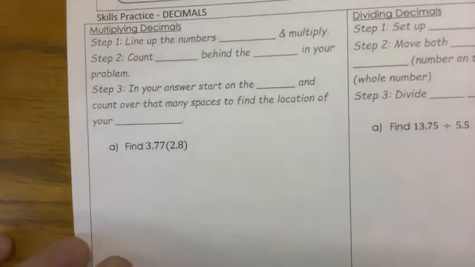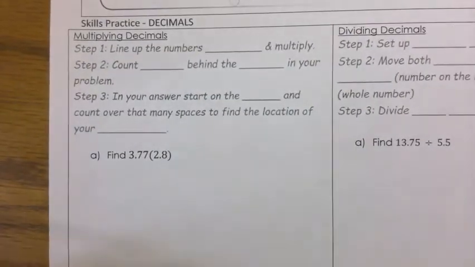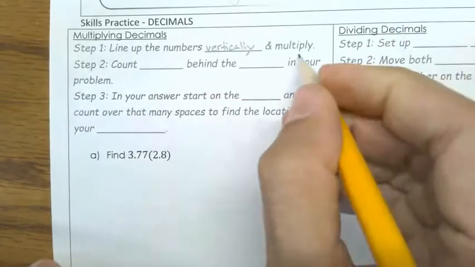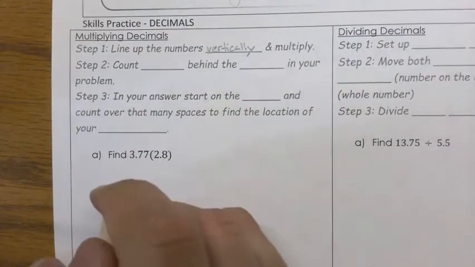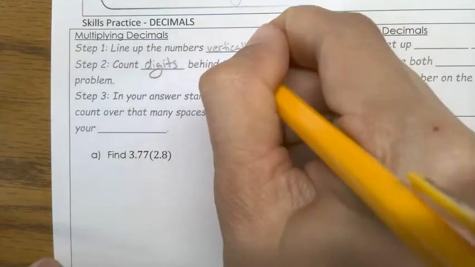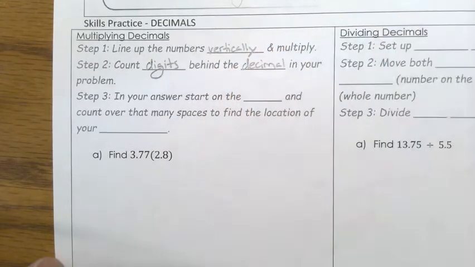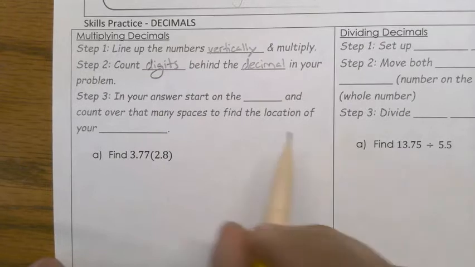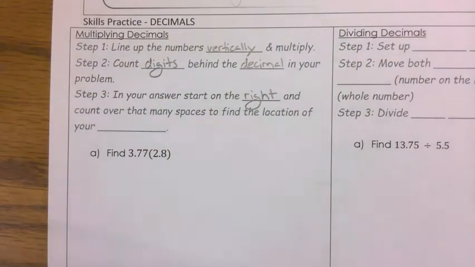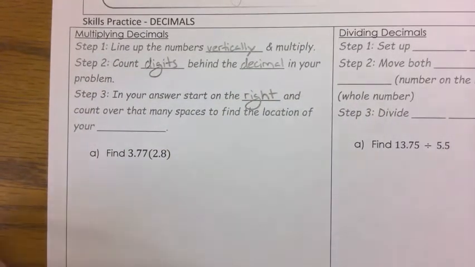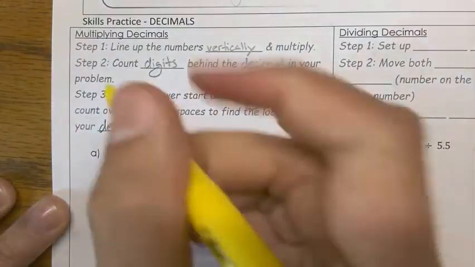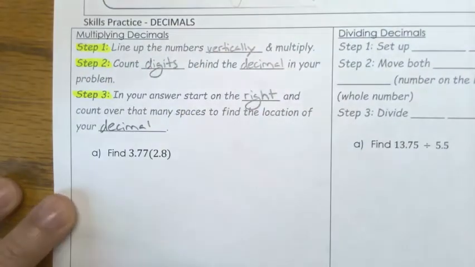For multiplying decimals, we need to line up the numbers vertically and then multiply. Step 2 is to count the digits behind the decimal in your problem. And then the last step, in your answer, start on the right and count over that many spaces to find the location of your decimal. Now, remember we have those 3 steps. Let's see them in action.